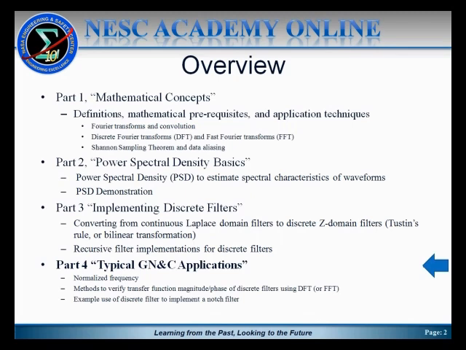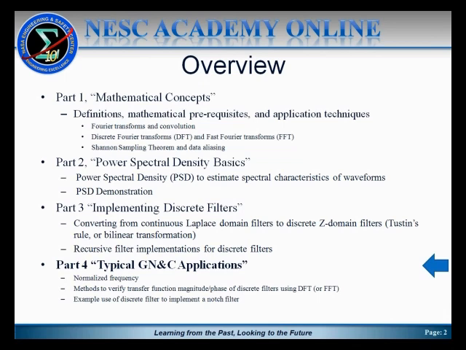As an overview of the 3 previous parts of this 4-part presentation, Part 1, entitled Mathematical Concepts, laid the framework for digital signal processing by defining the mathematical techniques that are used in its construction. We defined Fourier transforms and the convolution operator. We defined discrete Fourier transforms and the fast Fourier transform, or FFT, implementation that provides more efficient calculation of the discrete Fourier transforms themselves.